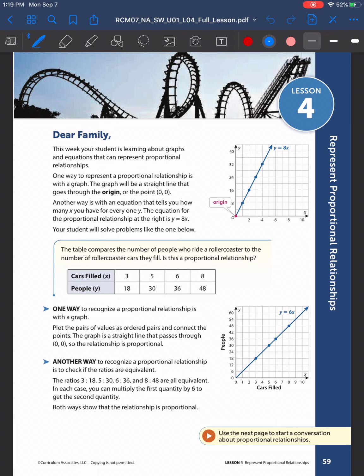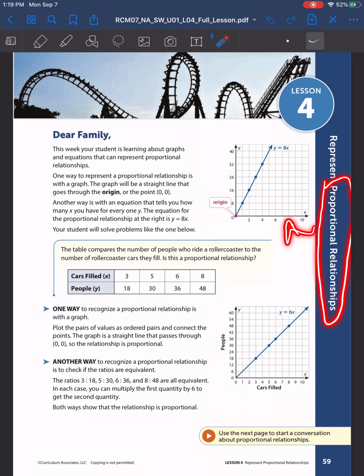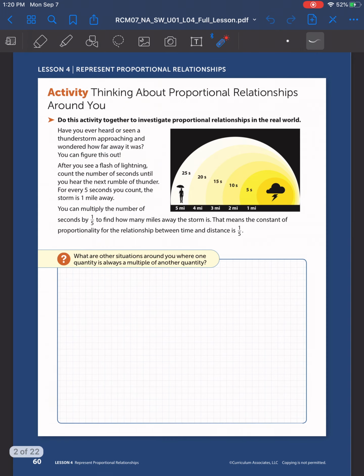It looks like there's a Dear Family page. Basically, what we're going to be doing in this lesson is showing proportional relationships, but with graphs. I love graphing. The coordinate plane is just really fun to me, so I'm excited for this lesson a lot. You can graph a proportional relationship, because if it's proportional, it should have the same slope. We're going to learn that all in this lesson.